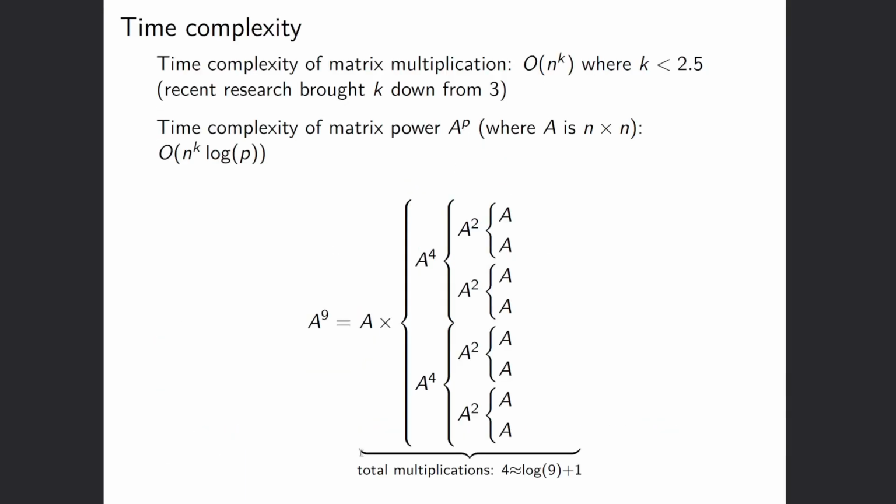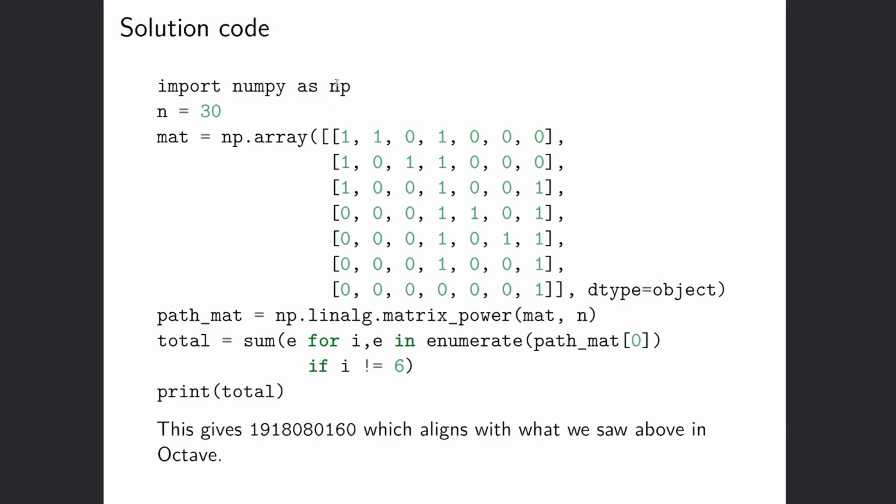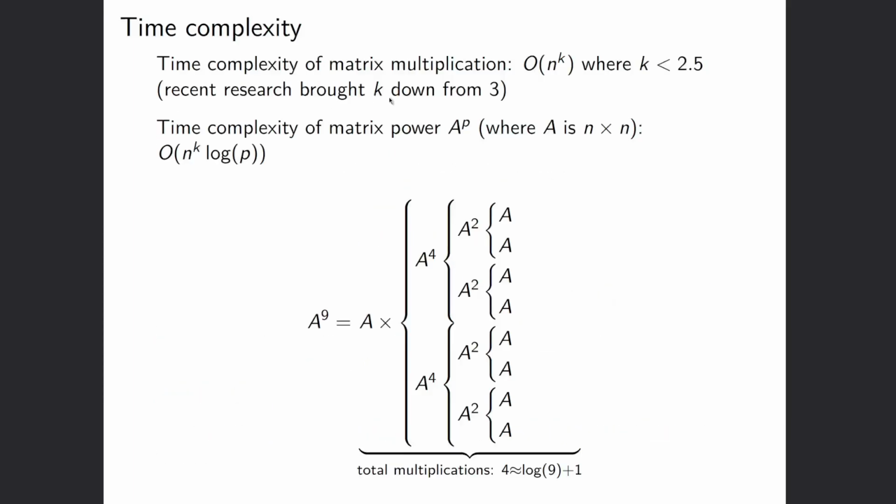So let's talk about the time complexity here. The time complexity for matrix multiplication is O of n to the k, where k is less than 2.5. By default, it's O of n cubed. And the way that you learn to do it in school is probably O of n cubed. But there's research, I don't know how recent, that's brought it down from 3 to like 2.37 or something like that. And we're using NumPy here, right? It's going to be using an efficient method to do this.